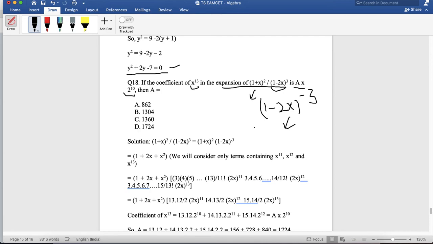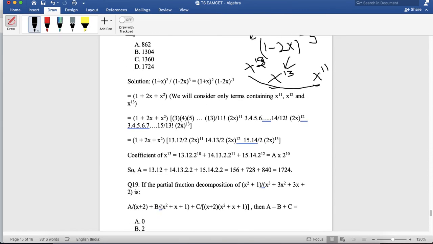So 1 will be multiplied with the term of x raised to the power 13, and the x raised to the power 11 term will also get multiplied with x square. So I will again end up with x raised to the power 13, and the x raised to the power 12 factor in this one will get multiplied by 2x, and I will again get x raised to the power 13. You just have to add those three and you will get your x raised to the power 13 coefficient, which I have done here.